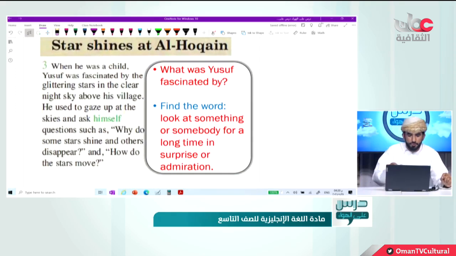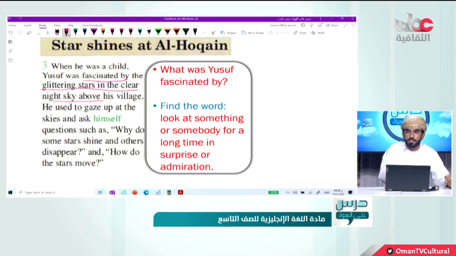Yes, I'm about to finish. The time is running too fast here. Star shines at Al-Huqain again. What was Yusuf fascinated by? Fascinated by, teacher. This is the one. The answer is right after this one: fascinated by the glittering stars and the clean night sky above his village. Find the word again: look at something or somebody for a long time in surprise or admiration.